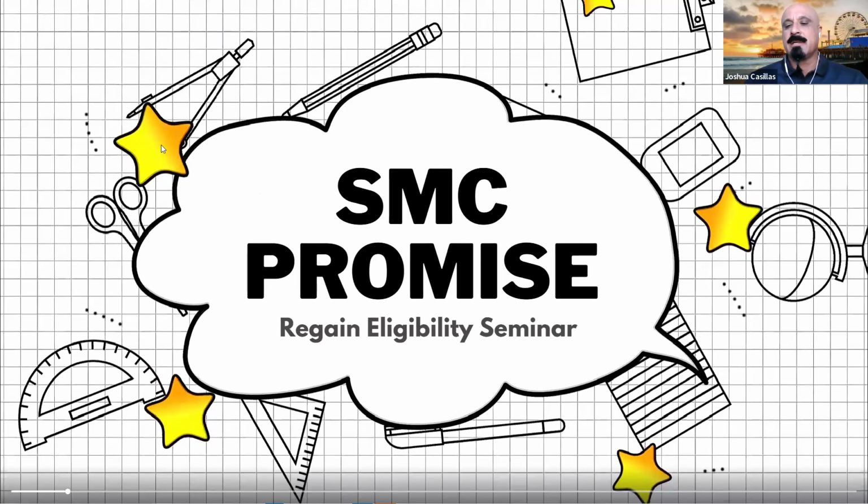My name is Josh Casillas. I'm a student onboard specialist at the Welcome Center. The Welcome Center is located at the Student Success building on the main campus at 1900 Pico Boulevard, on the first floor. I am here with my colleague. If you'd like to introduce yourself, please do so at this time. Hi there, I'm Ariana. I work at the Welcome Center as well. I'm a student worker for the Welcome Center as well as SMC Promise.